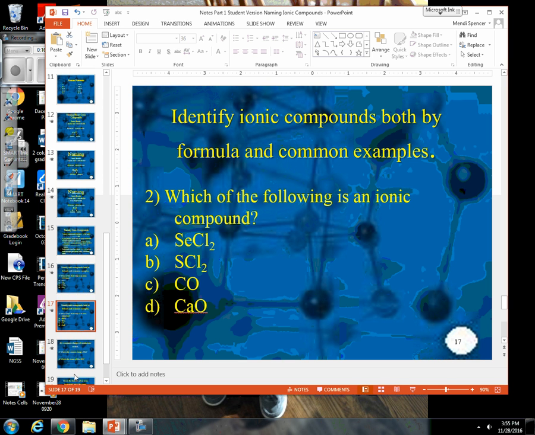Alright, second example, same question. Go ahead, pause the video for a moment, and see if you can determine which of the following is an ionic compound.